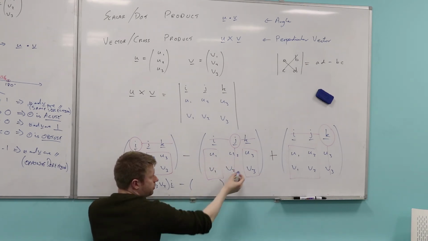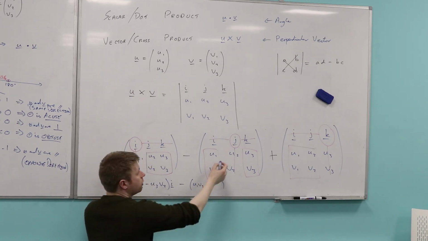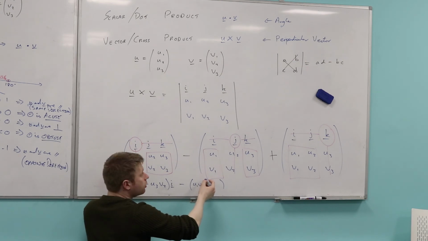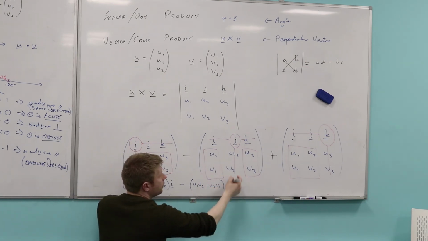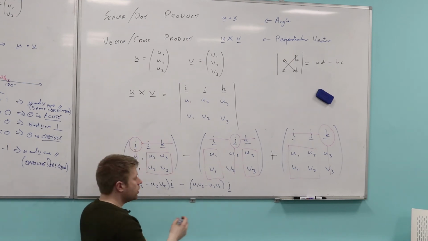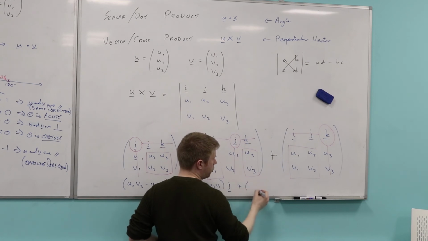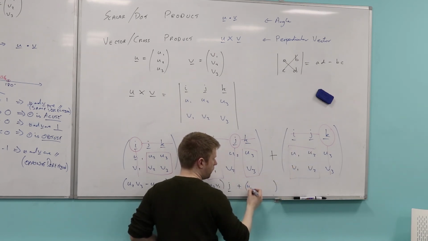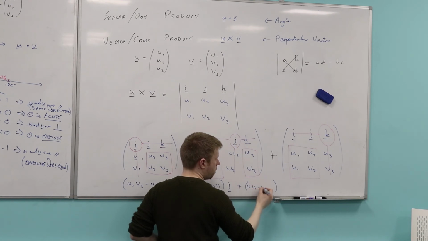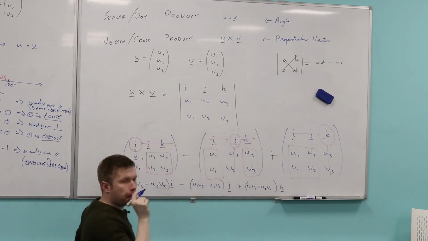So u1 times v3 minus, yeah, good, u3 v1. All multiplied by that j. Plus the k multiplied by the determinant of that matrix. So what's the determinant of this matrix? Multiplied by k. Perfect.